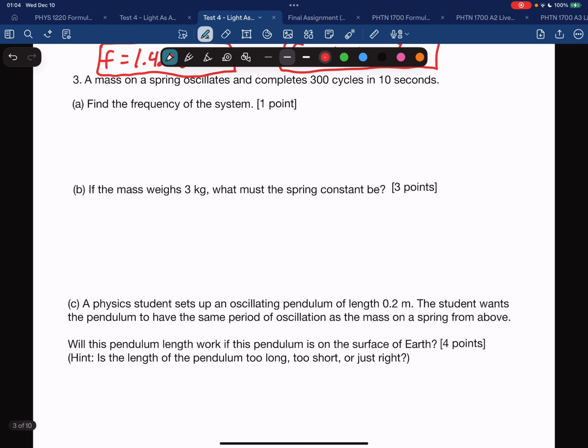Number 3, a mass on a spring oscillates and completes 300 cycles in 10 seconds. Find the frequency of the system. So for frequency, that is the number of cycles over the change in time. So that gives us 300 over 10, so 30 hertz for 1 point there. Part B, if the mass weighs 3 kilograms, what must the spring constant be?